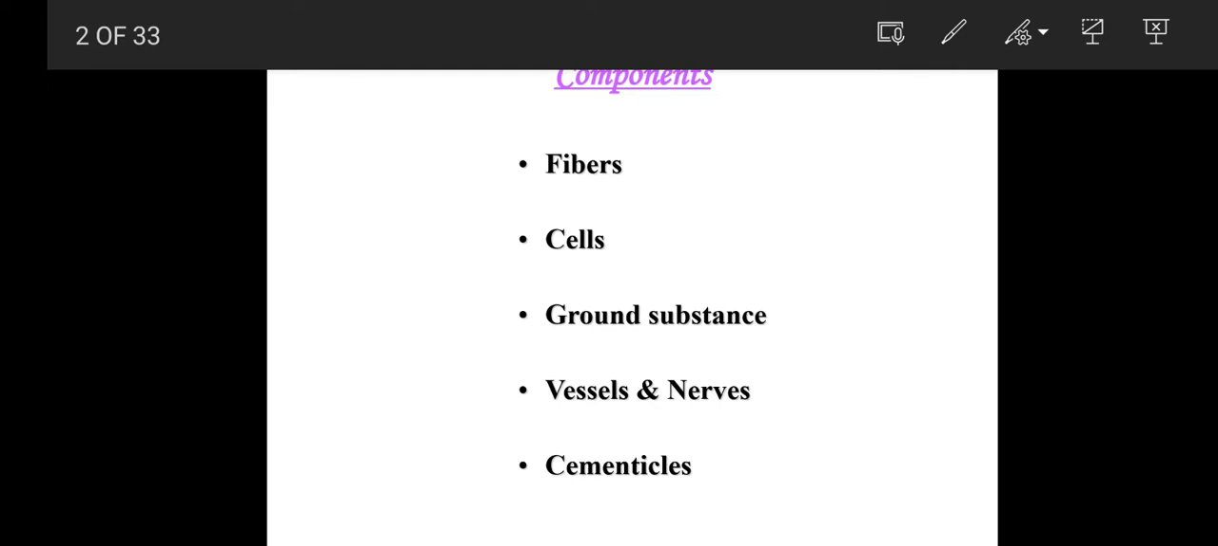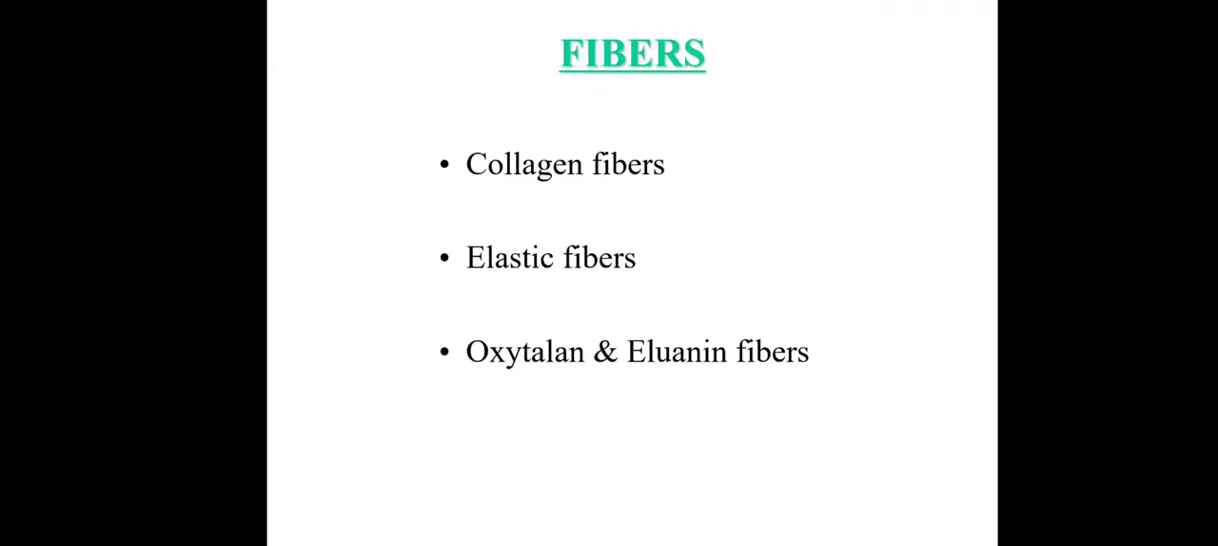The important components, the different components which are present in the periodontal ligament, include fibers, different types of fibers, and cells, about which we will be talking today. There will be an amorphous ground substance on which the fibers and the cells will be arranged. There will be blood vessels, nerves and cementicles, which are age related structures which can also be found in the periodontal ligament. We will be concentrating more on fibers and cells present in the periodontal ligament.